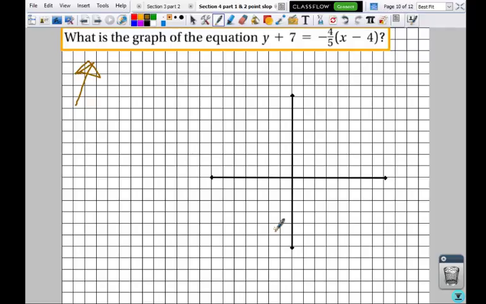For your point, our formula is y minus y1 and x minus x1. So really, we're going to have to flip around and do the opposite. We're really going to have a positive 4 and a negative 7. And that's the point you're going to graph. And then follow your slope. That's right, as long as you counted right. Yeah, looks good.